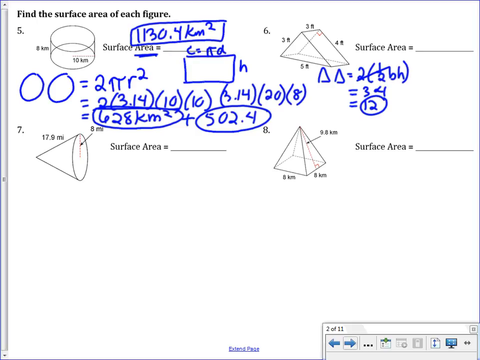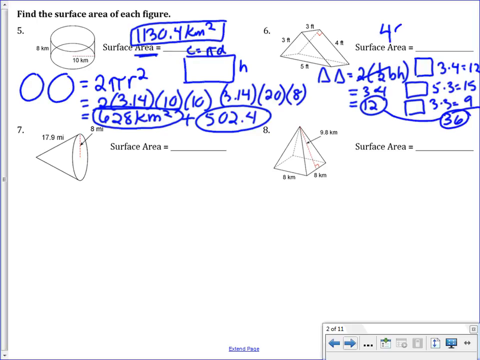Then I have 3 different rectangles that I have to do here. The first rectangle is going to be 3 by 4, which is 12. My second rectangle is 5 by 3, which is equal to 15. And my third rectangle is 3 by 3, which is equal to 9. When I add all these up, I wind up with 36. And again, I'm adding these 2 things together. So my surface area is 48 feet squared. Make sure you have your proper units when you're doing this too.